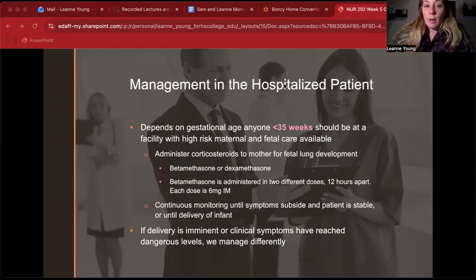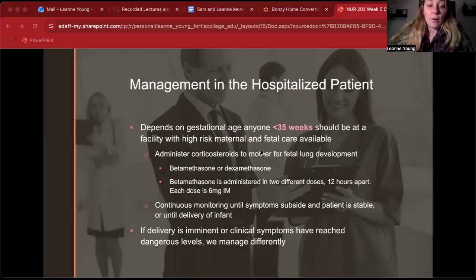We are going to continuously monitor this patient until symptoms subside and the patient is stable or until the delivery of the baby. Sometimes a mom could come in complaining of high blood pressures. She's having the neurological deficits and they give her some medication. It stabilizes. Sometimes moms can go home if the baby looks okay and they're comfortable with the medication regimen. Other times, mom will stay in the hospital receiving magnesium until she's delivering. Other times, they just need to deliver the baby if it's severe enough and if that baby's in distress.